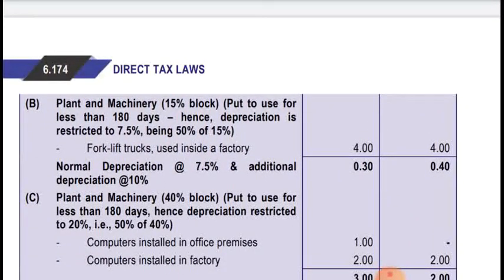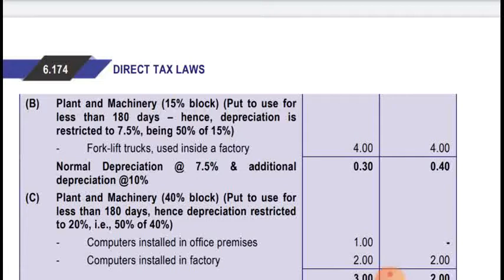Okay, now let's see next. Plant and machinery 15% block put to use for less than 180 days, hence depreciation is restricted to 7.5%, being 50% of 15%. Fork lift trucks used inside a factory, 4 lakhs, will be written in both columns, because in the additional depreciation section it is not mentioned that no depreciation is allowed on this. So additional depreciation will also be allowed, but at half rate. 7.5% and 10% will be allowed, so it comes to 0.3 and 0.4.